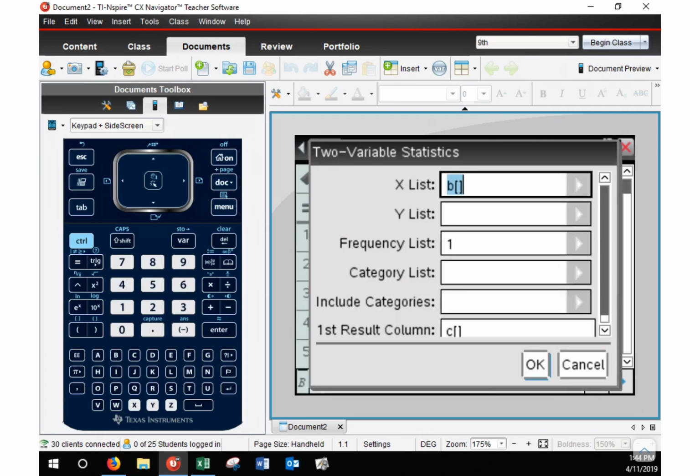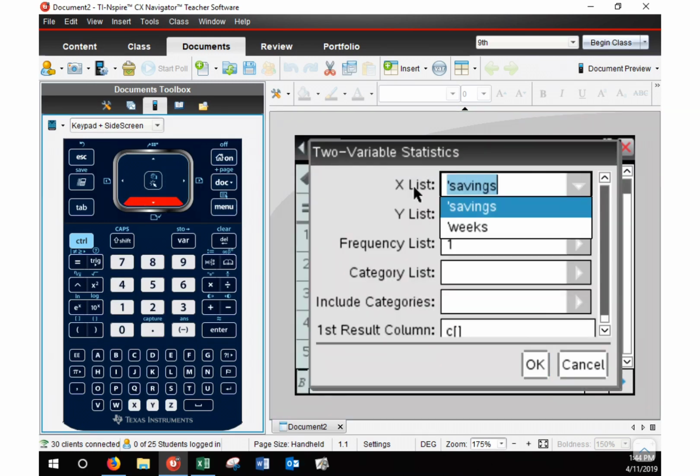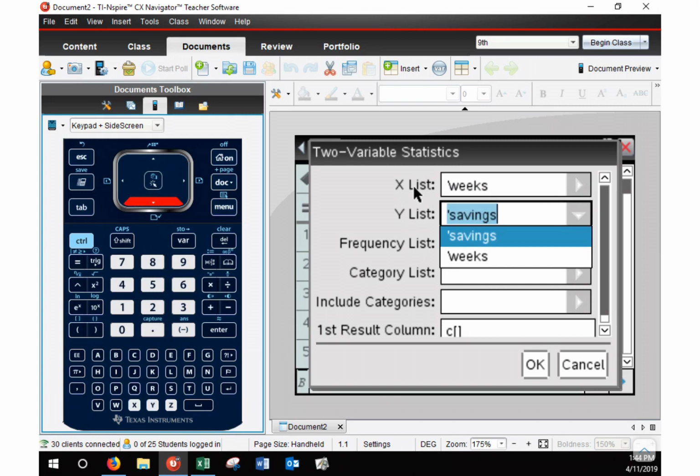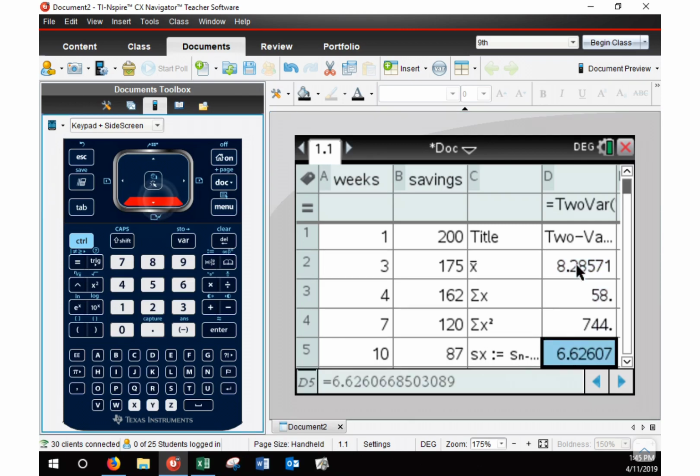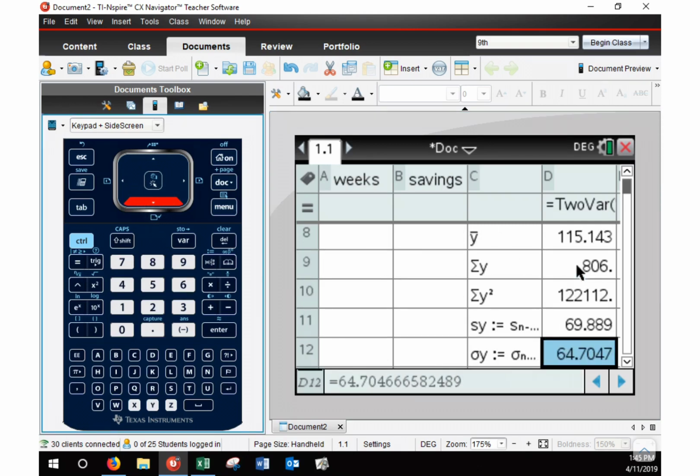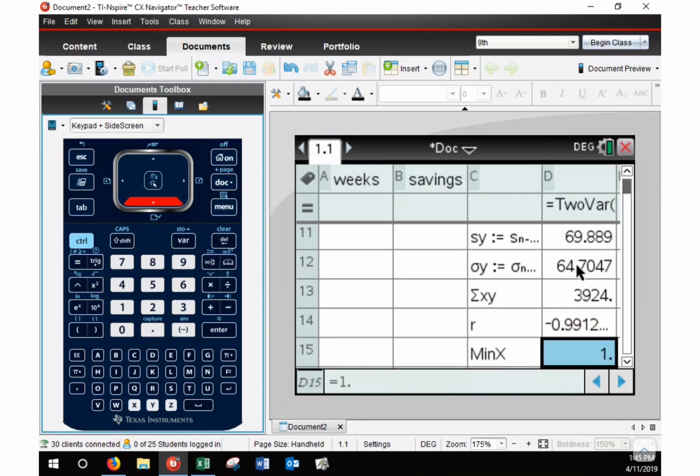So if I do 2 variable statistics, which is one of my options, so weeks for X and savings for Y, hit OK. Okay, it's going to work. I think if we have X's and Y's in as our labels, then it might throw us some issues. So I go down here and we look for that r variable, okay? So my correlation coefficient is going to be right there. Okay, so I can write that down in the B section.